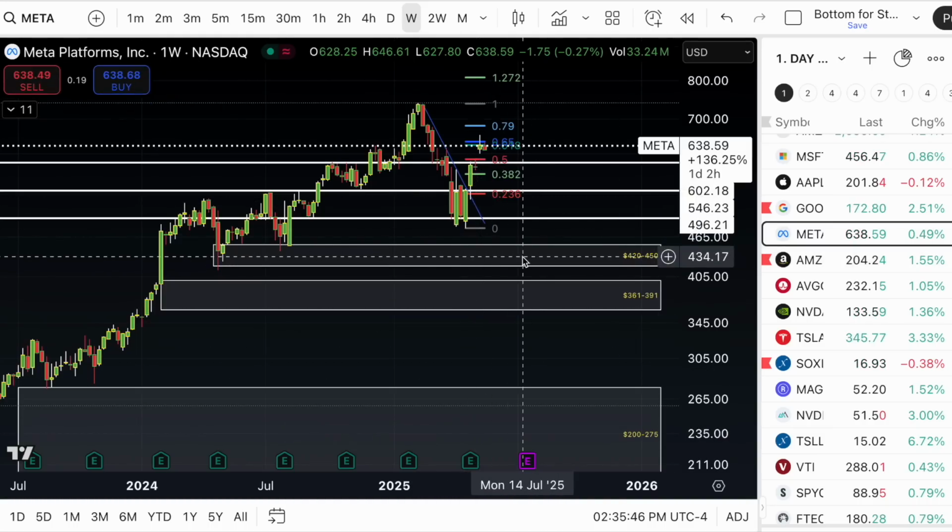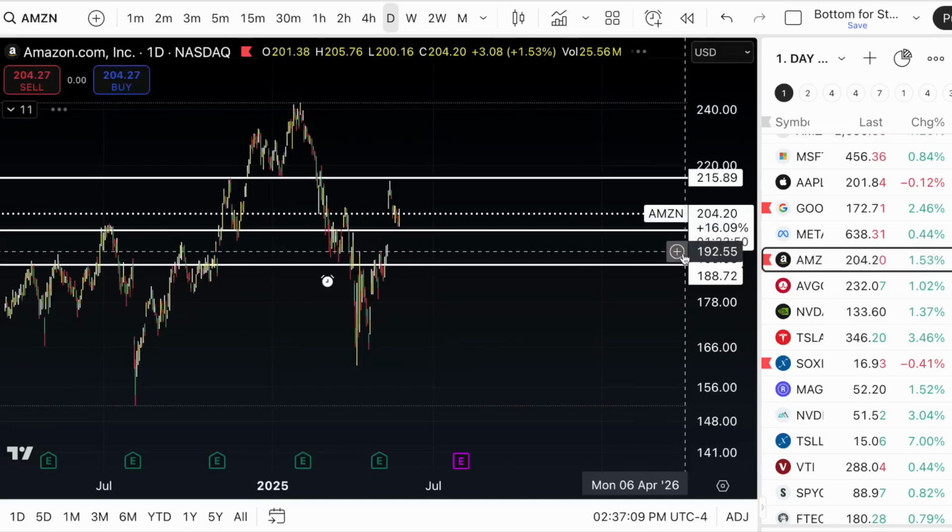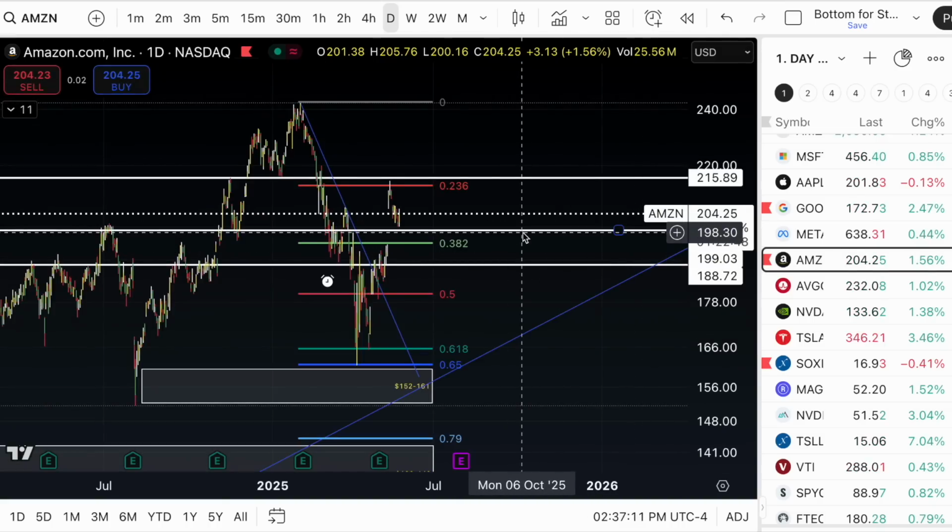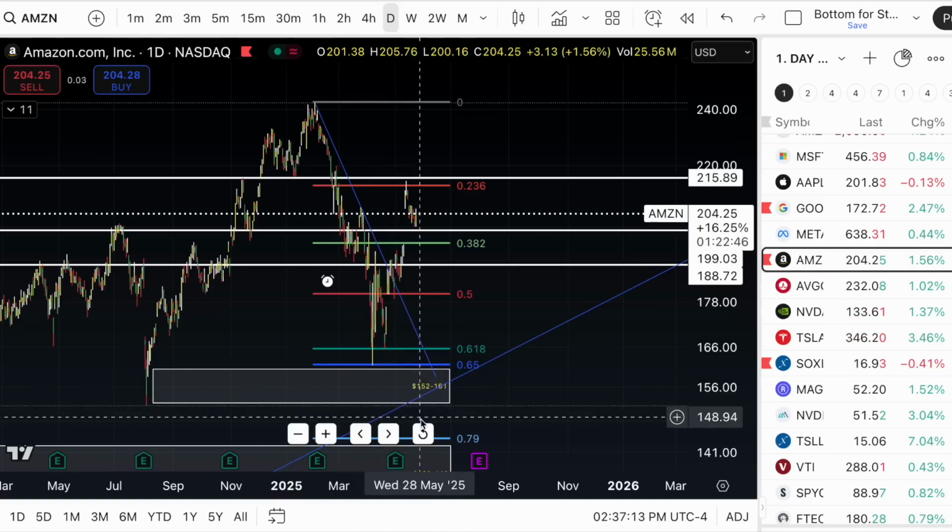I should have put it higher for sure. There's no doubt about it. I'm still gonna keep the other boxes there, but that's one I definitely have to reevaluate. Amazon missed it by like, I don't know, $4 or something.